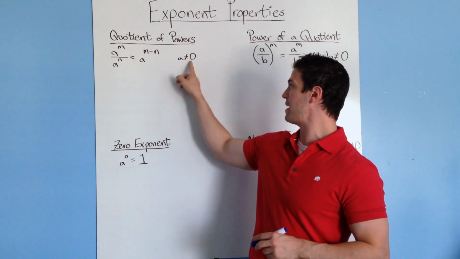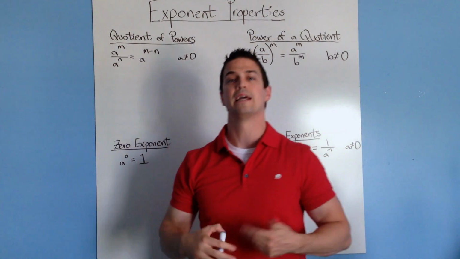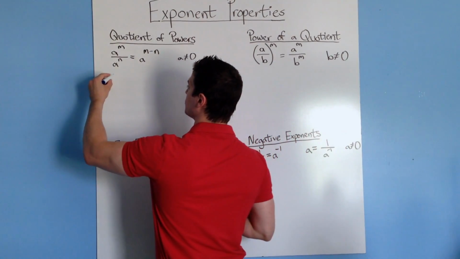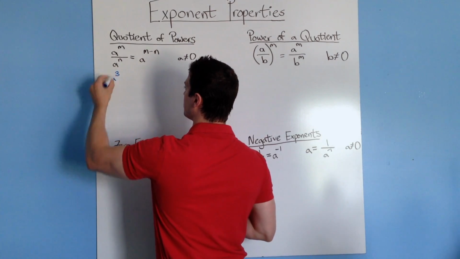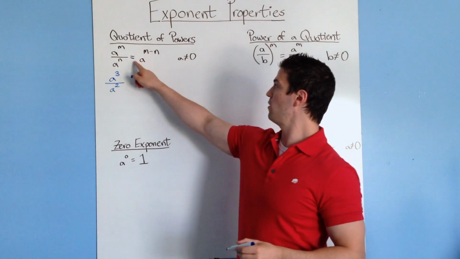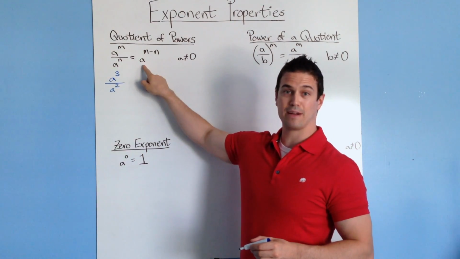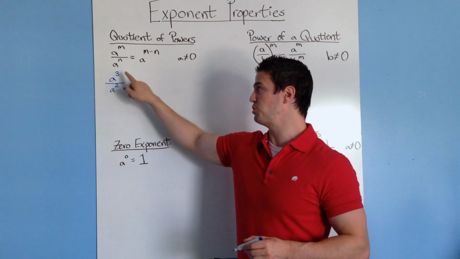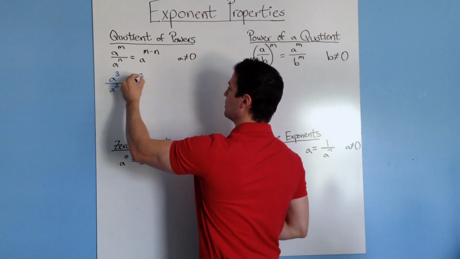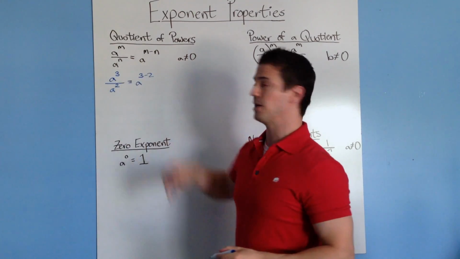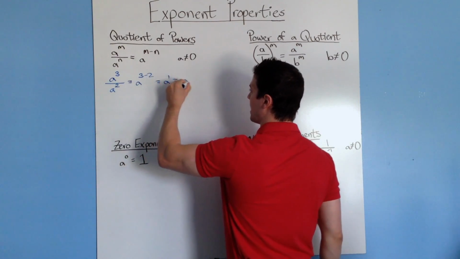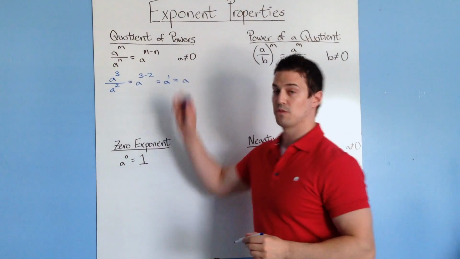Okay, and of course you cannot have a equal to 0, because that means you'd be dividing by 0, and you can't do that. Okay, I'm going to prove why this works. So I'm going to do a to the third power divided by a squared. Based on this property we have right here, a to the m minus n, I would just do a to the 3 minus 2. Just following along with what we did up here. A to the 3 minus 2 would be a to the 1, which is equal to a, as you know.